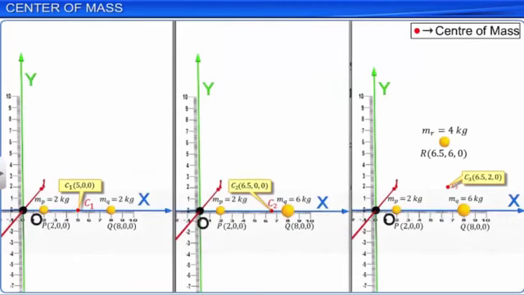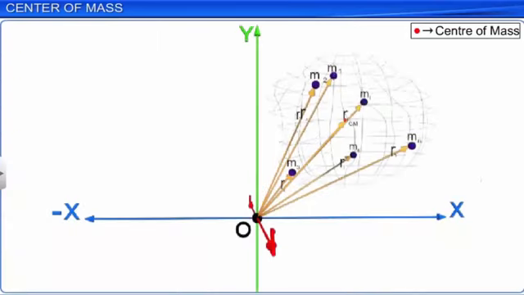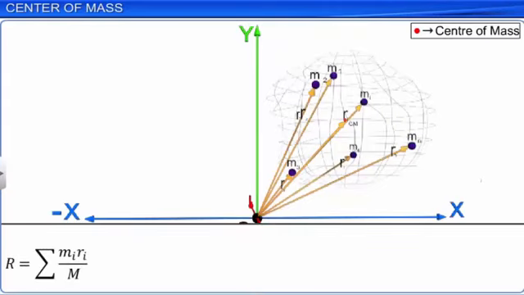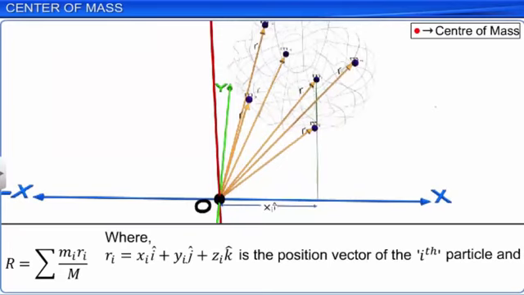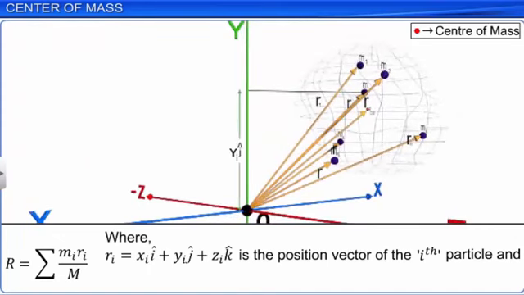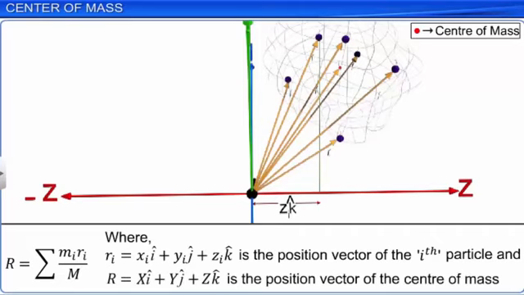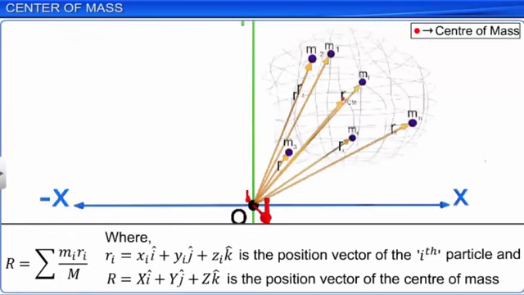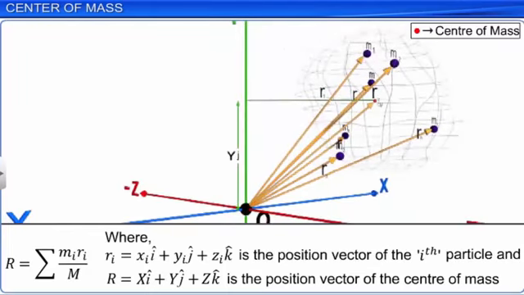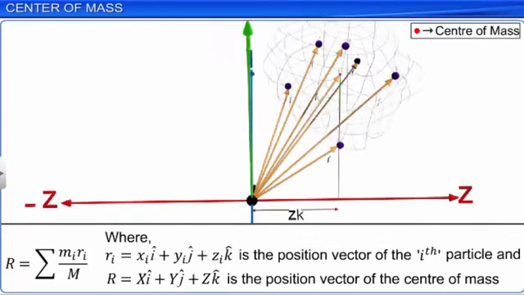On observing the above cases, we can regard the center of mass of a system of particles as the mass-weighted average location of the constituent particles. In vector notation, the position of the center of mass of a given system of particles is given by R is equal to sigma mi Ri by M, where Ri is equal to xi i plus yi j plus zi k is the position vector of the ith particle, and R is equal to x i plus y j plus z k is the position vector of the center of mass.